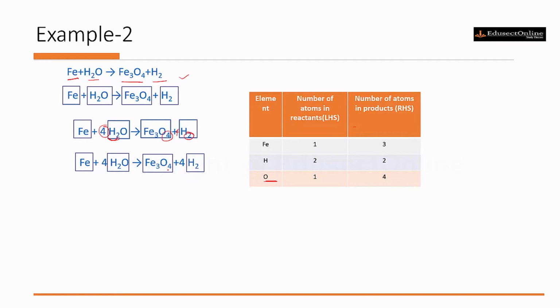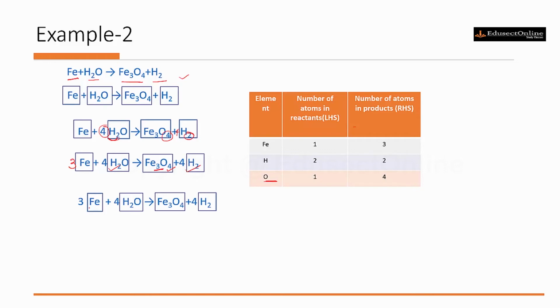So here oxygen is equal and hydrogen is also okay now. Next we have to consider the iron, Fe. In the product side the number of iron atoms is 3, but here it is only 1. So we have to make it equal. For that we have to put a 3 here. So 3Fe will be equal to 3Fe here. So the equation will be 3Fe plus 4H2O forming Fe3O4 plus 4H2.